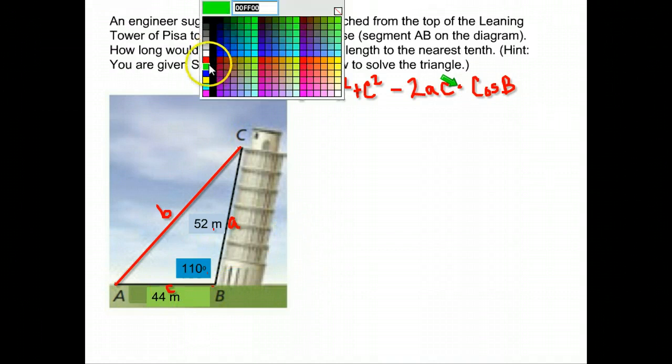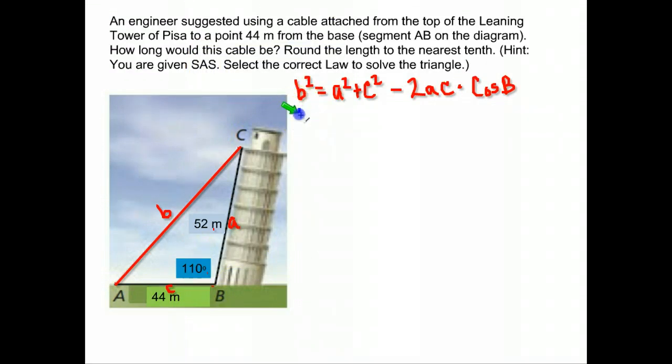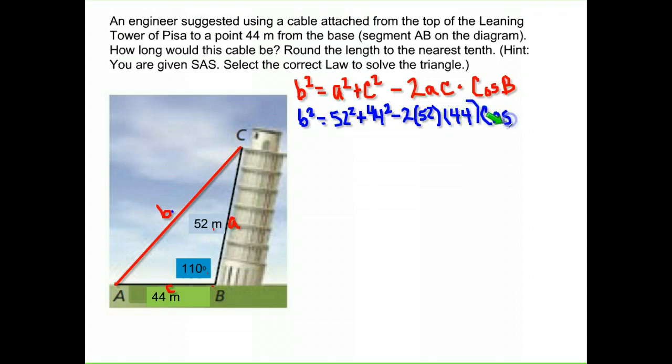Fill in the information that we know. I don't know b squared, that's what I was looking for, the length of this side. But I do know the lengths of the other two sides. My a was 52 meters. My c was 44 meters. So as I fill in, I have minus 2 times 52 times 44 times the cosine, and this time I know my angle, it's 110, so I can just write cosine of 110.